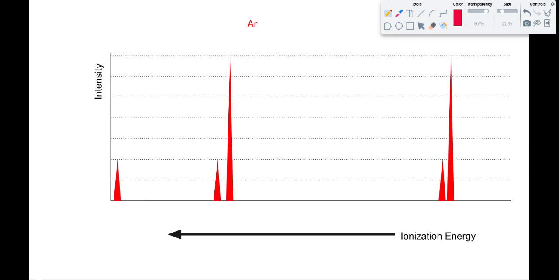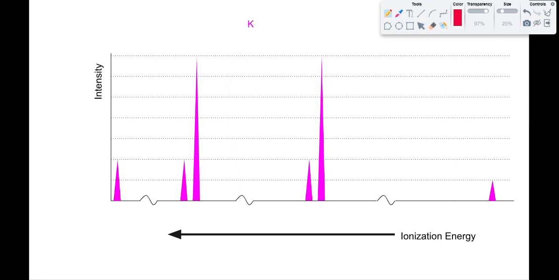Argon's at the end of the row. So we're starting a row over. That means we're going to see a shift even farther to the left, but now we have to put electrons in a shell that's even farther away.